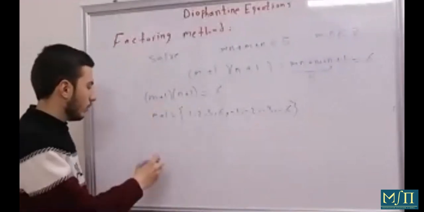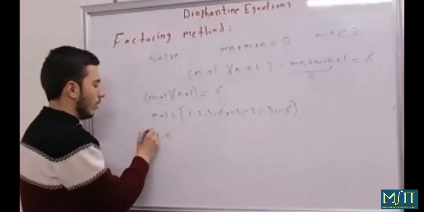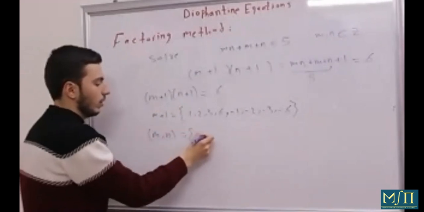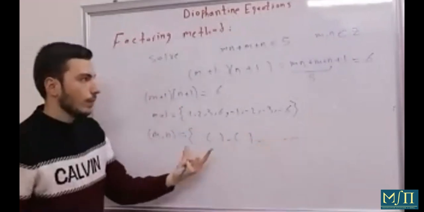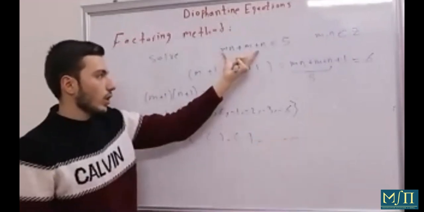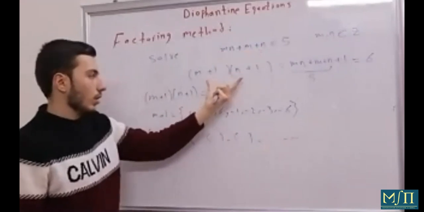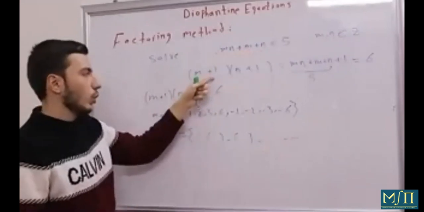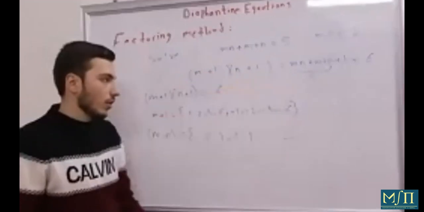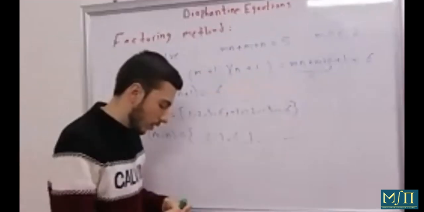So we'll get a list of pairs of solutions. This is the idea. Here we just factorize by imagining that we have factorized it and then guessing what we should write here. That's the idea. So let's take another example.